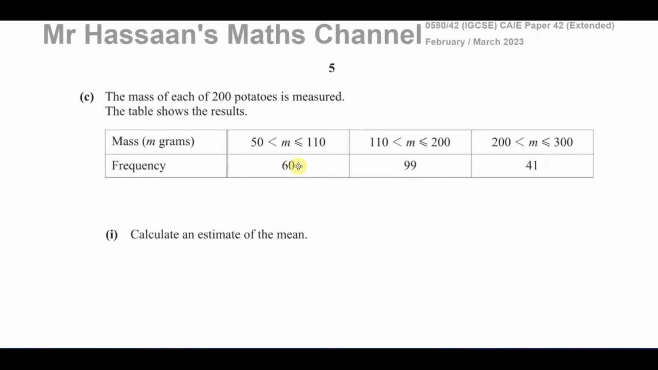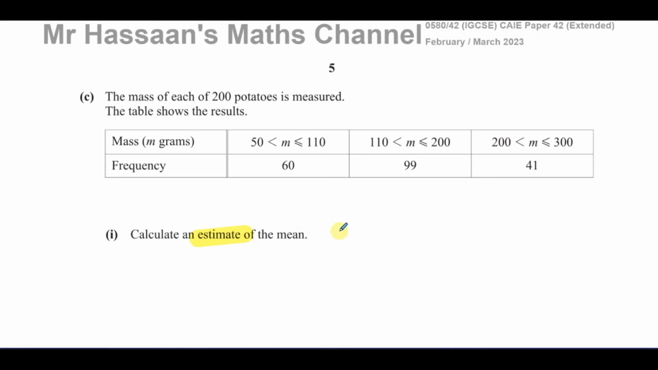So I know there's 60 potatoes with a mass somewhere between these values. I do not know what those masses are. I know there's 99 potatoes somewhere between these values. Their mass is somewhere between 110 and 200. As for each individual potato, I don't know what its mass was. So I can't write down a list of all the masses of all the potatoes. So that's why the question says calculate an estimate of the mean. Because you cannot calculate the mean, you don't have enough information. We don't know what the actual data values are.